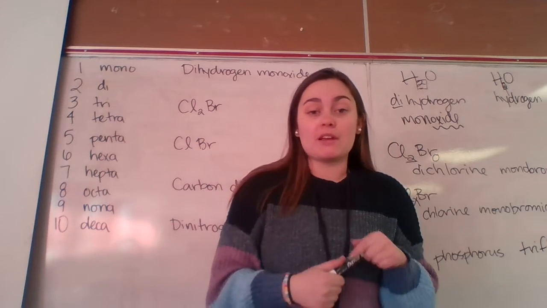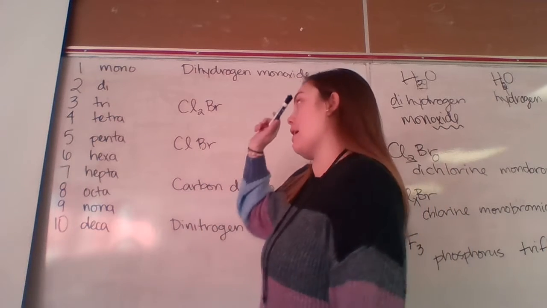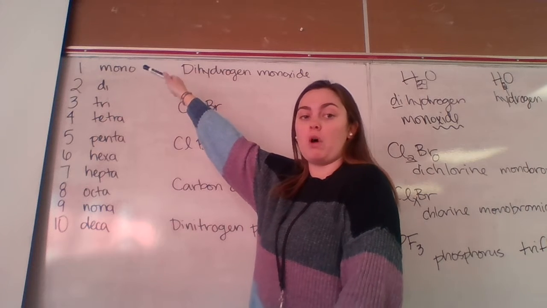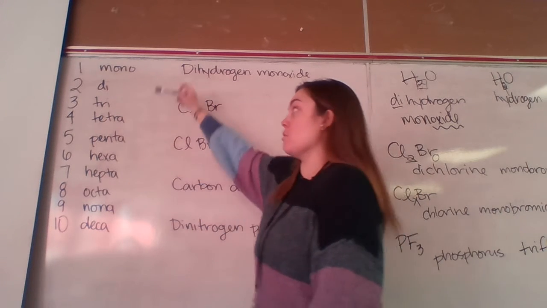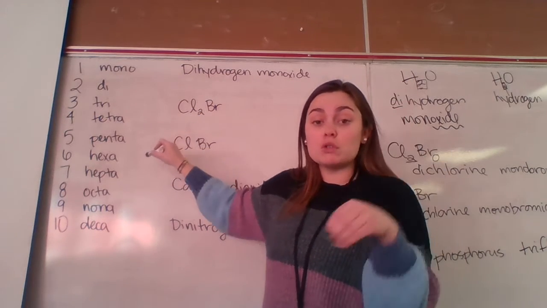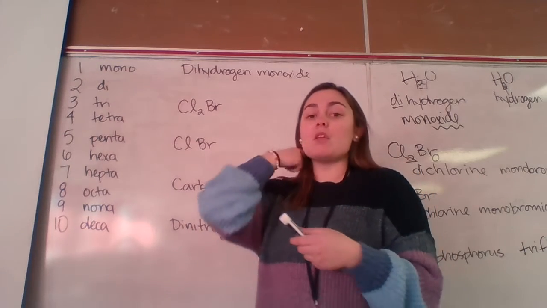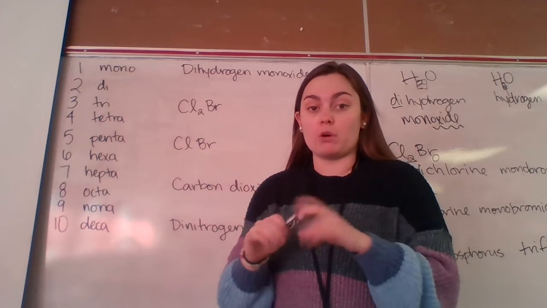When we name covalent compounds, it's different than when we name ionic compounds. With covalent compounds, we are going to be using prefixes. So mono for 1, di for 2, tri for 3, and so on and so forth. Make sure that you jot these down, because these prefixes are going to be crucial so that you can appropriately name compounds. But really, the rules are straightforward.